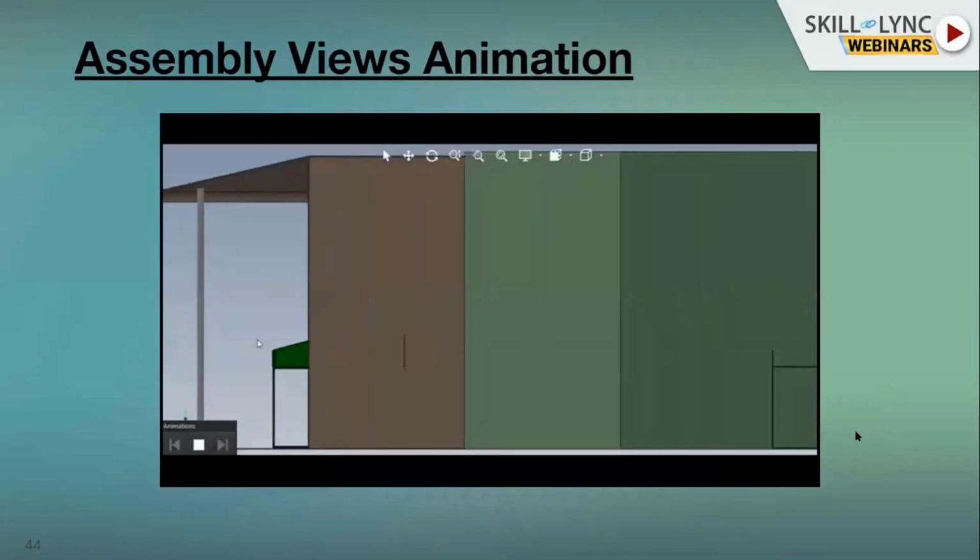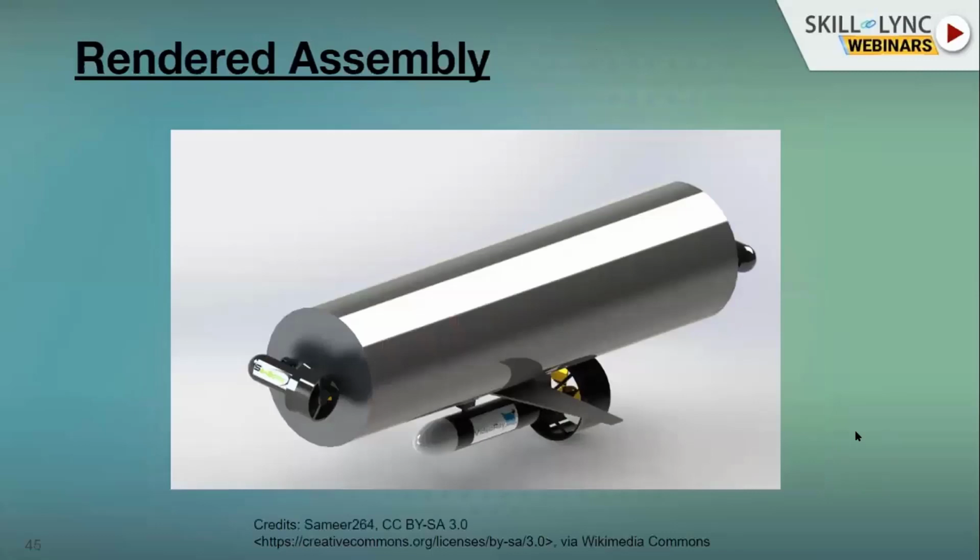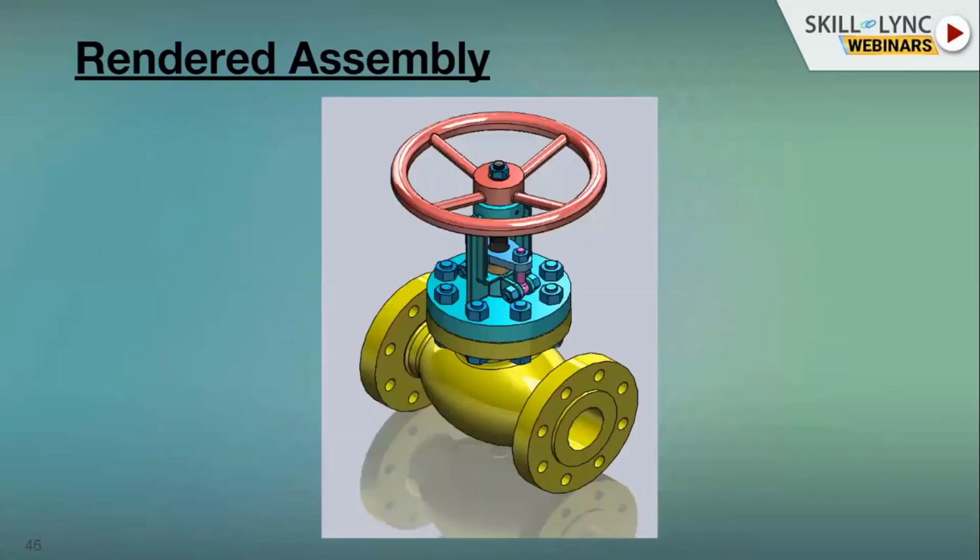And next is rendered assembly, which means, as I said earlier, before the launch of the product, we can just showcase to the customers how it will look like in a real life scenario. This can be done with the rendered assembly feature in SolidWorks. So this is an assembly of the valve, which is drawn with SolidWorks. Using the rendered image, we can just showcase how it will look like in a real life scenario.